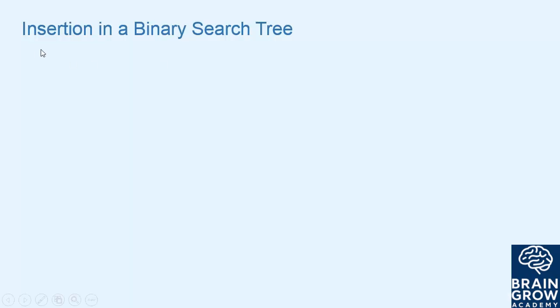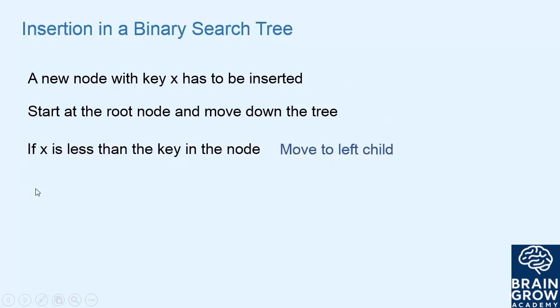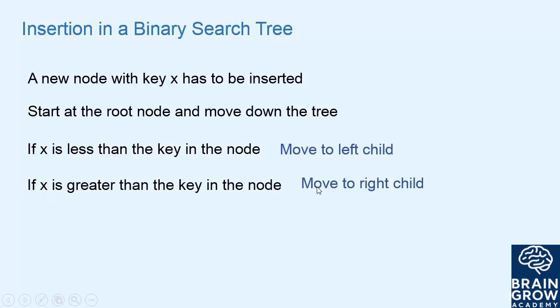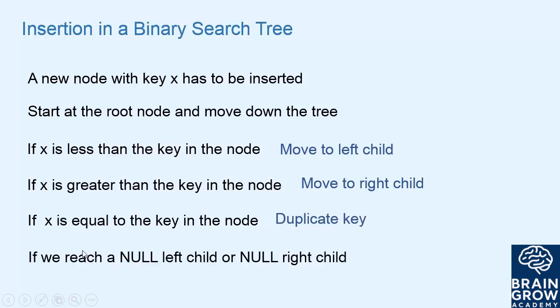In this video, we will see how to perform insertion in a binary search tree. Suppose we have to insert a new node with key value x. So we'll start at the root node and move down the tree. While moving down the tree, when we encounter a node, we'll compare this key value x with the key value in that node. If x is less than the key in the node, we'll move to the left child. If x is greater than the key in the node, we'll move to the right child. If x is equal to the key in the node, it means the key is already present in the tree. We'll not insert it. If we reach a null left child or null right child, then we'll insert the key in the tree. Now we'll see some examples of insertion.